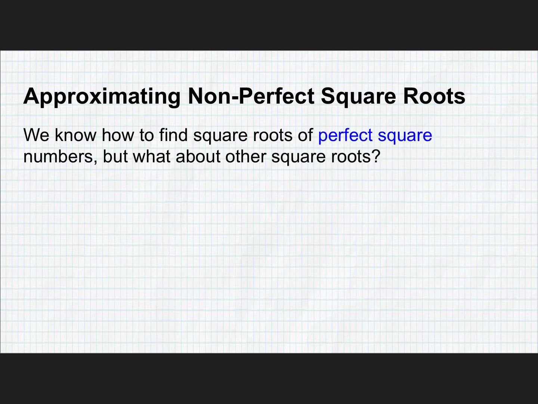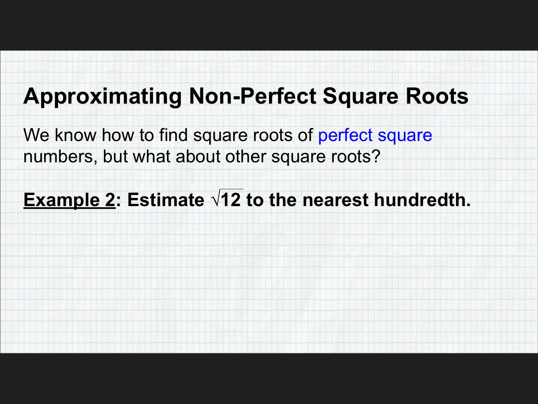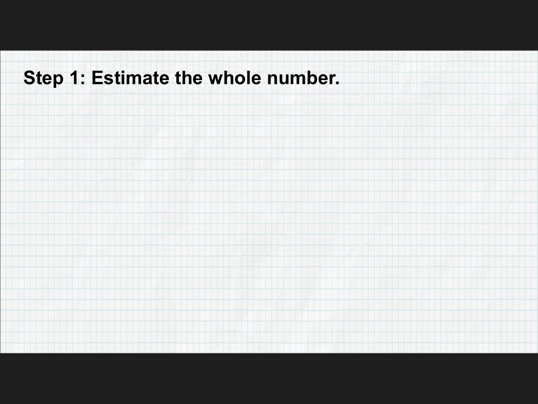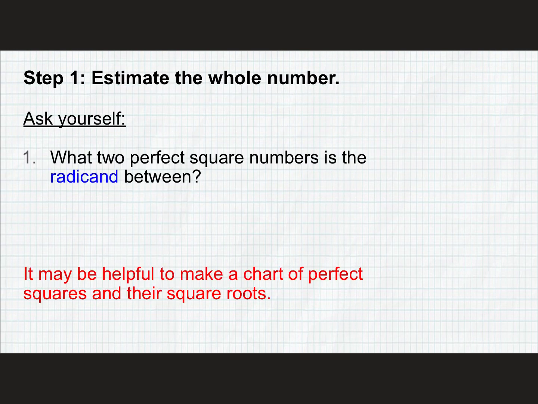Now let's move on to today's lesson on approximating non-perfect square roots. We know how to find square roots of perfect square numbers, but what about other square numbers? For example, estimate the square root of 12 to the nearest hundredth. Well, first we need to estimate the whole number. You can do this by asking yourself what two perfect square numbers the radicand is between. Remember, the radicand is the number under the square root symbol, in this case 12.